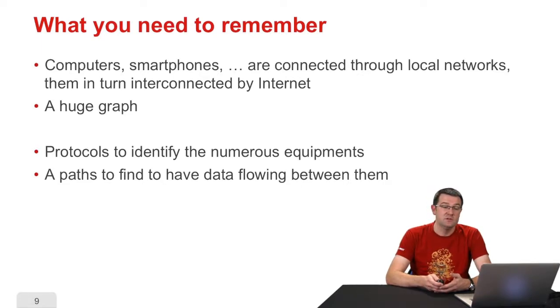And so there are two main problems with that big internet graph. Protocols to identify the equipment, so knowing who I am, and who is the person I want to talk to, where he or she is located, then find the path, so as to send packets to those people, and so that they can respond to the question I asked, like when I make a search on a search engine, for example.